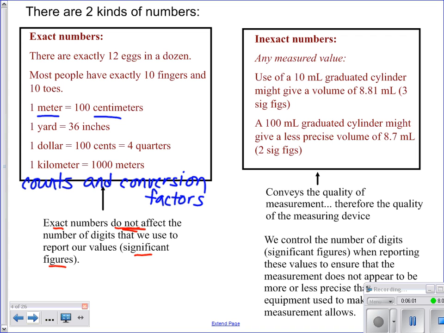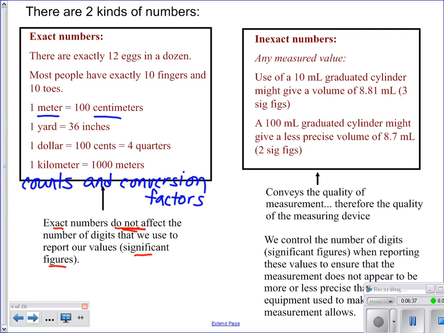Okay, so now moving on to inexact numbers. If I were to use a 10 milliliter graduated cylinder, or a 100 milliliter graduated cylinder, if you were to look at those, you would see that they are incremented differently. Because of that, if I used a 10 mil, I might be able to get a volume of 8.81, but if I used the 100 milliliter, I might only be able to get it to a precision of 8.7, let's say. So you get different precision based on the equipment that you used.